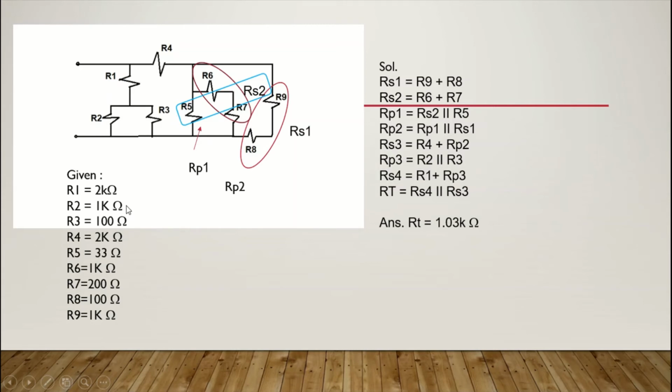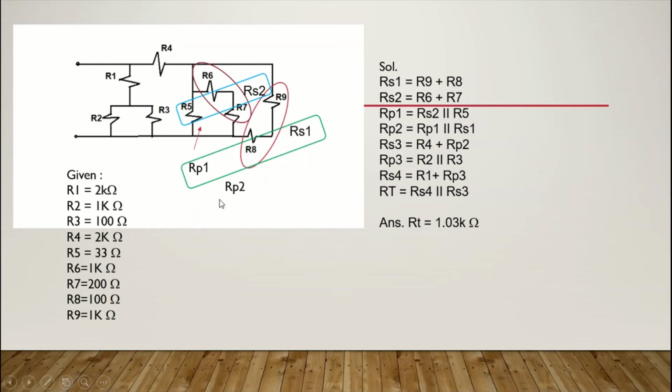Next, na-parallel mo na, naging simple na sila, naging isa na lang. So, meron pa yung RS1. Anong next mong gagawin? Yan, RS1 and RP1, i-parallel. RS1 and RP1 parallel. So, that will be our RP2. This one. This becomes our RP2. And next, naging RP2 na yan.